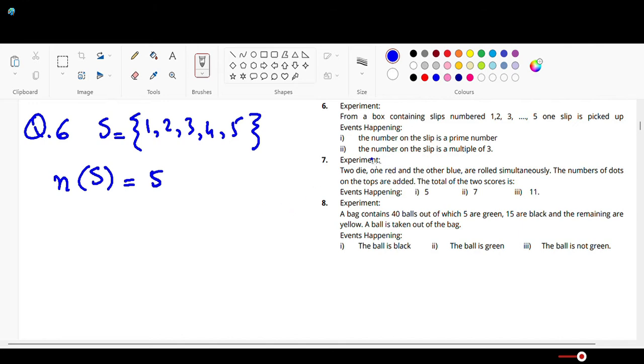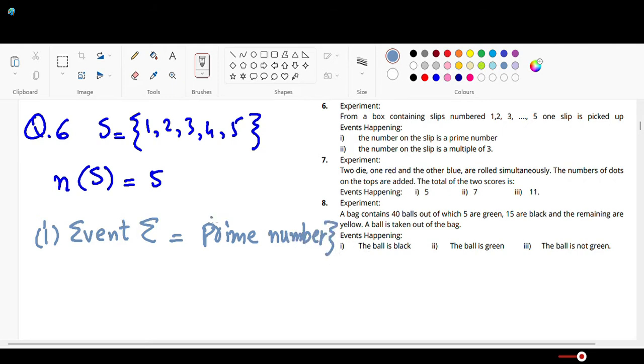Now, what is the first part, you could say. Let's look at this one. This is not such a good color, but okay, we tried anyway. So let's try this. We're going to call this event, what should we name it? Event E. Event E is equal to the number on the slip being a prime number.